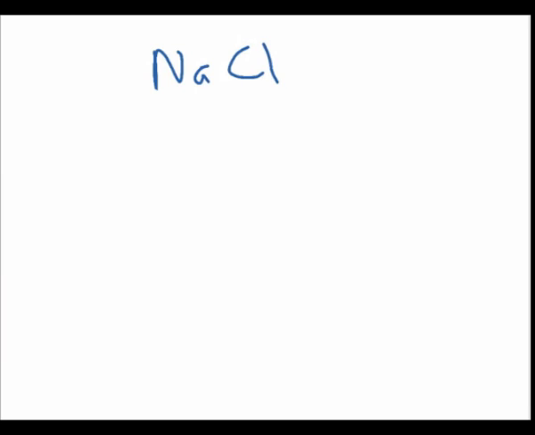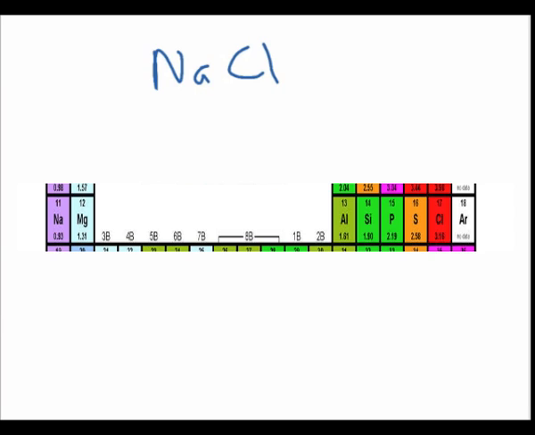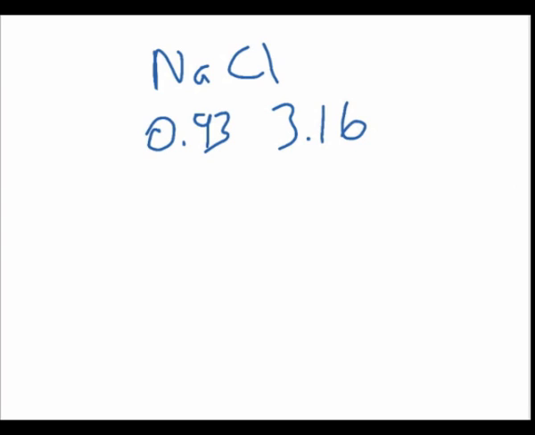Finally, let's take a look at NaCl. The electronegativity of Na is 0.93. The electronegativity of Cl is 3.16. You can see there's a huge difference. Chlorine has 7 valence electrons, sodium has 1, so we have a total of 8 valence electrons. If we draw a dot diagram of this, we'd have to do it slightly differently.